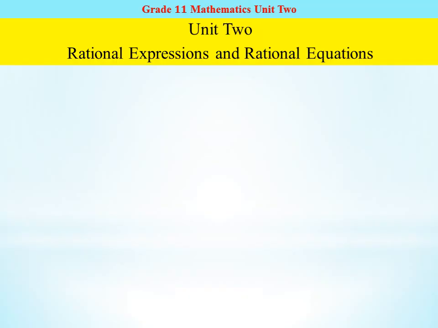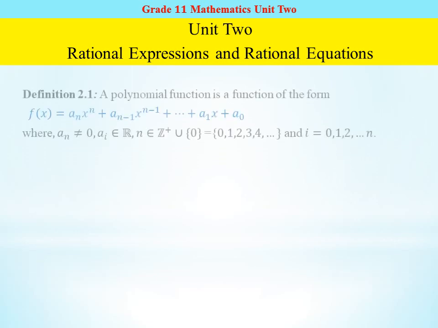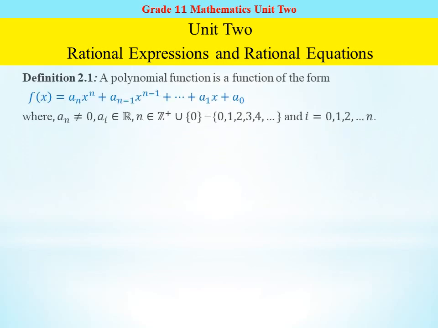Unit 2: rational expressions and rational equations. Before we see rational expressions and rational equations, what is a polynomial function? A function which is written in the form of this one is a polynomial function, where a_n is different from 0, a_i is an element of the real numbers, n is an element of the non-negative integers, and i runs from 0 up to n.